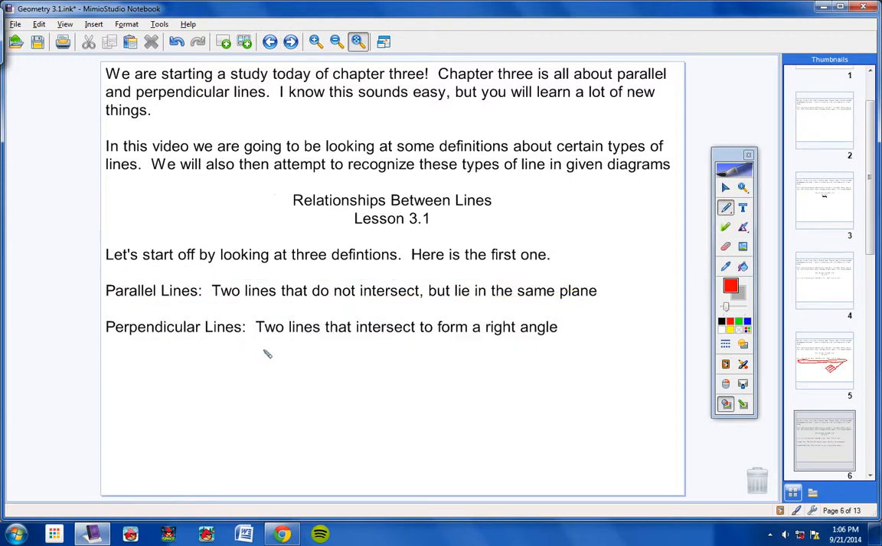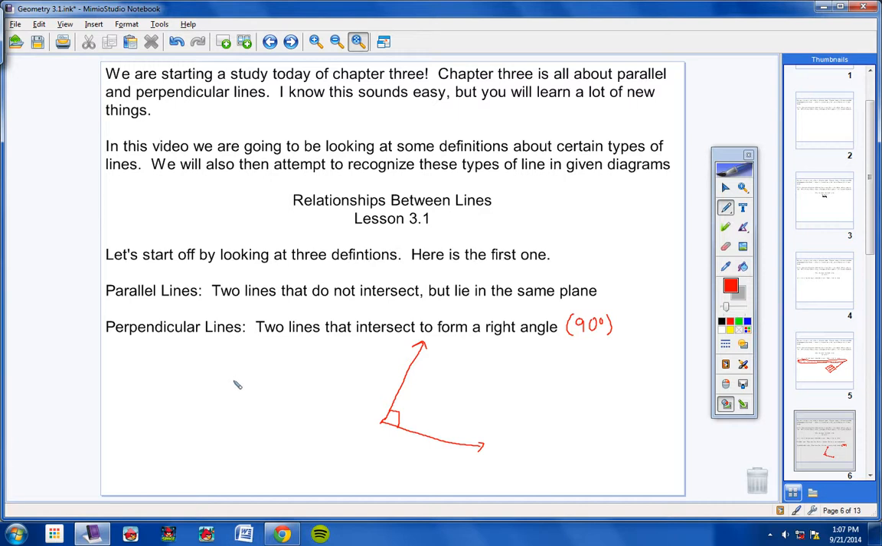All right, perpendicular lines. Perpendicular lines are two lines that intersect to form a right angle, or in other words, a 90-degree angle, okay? So here's a line going this way, and here's a line going this way. Do you see how they form a perfect, it's like a perfect L or a perfect T, okay? And when that happens, we call those lines perpendicular lines because they form a right angle.